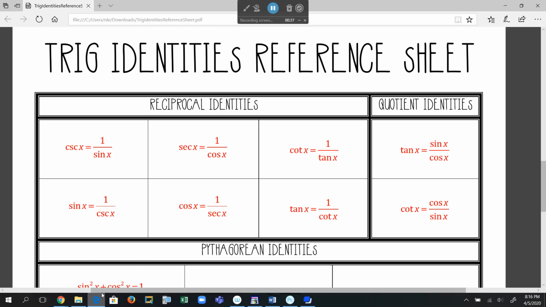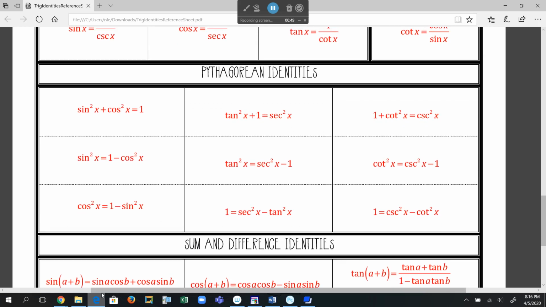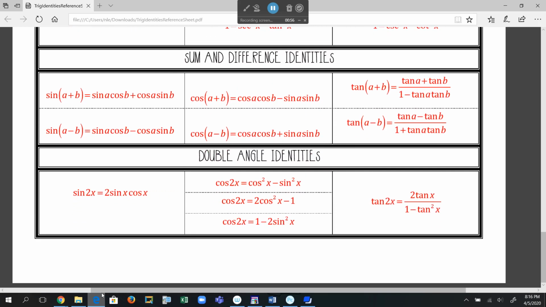So these are our reciprocal identities. These are our cosine identities. These are our Pythagorean identities. And these are our sum and difference identities. And these are our double angle identities.